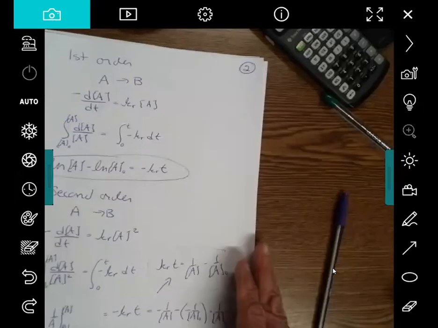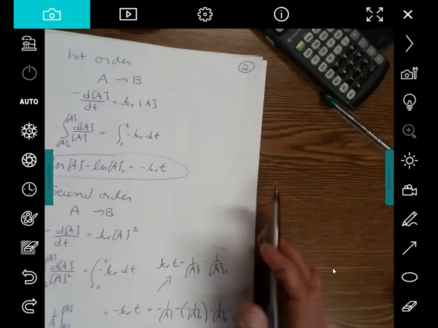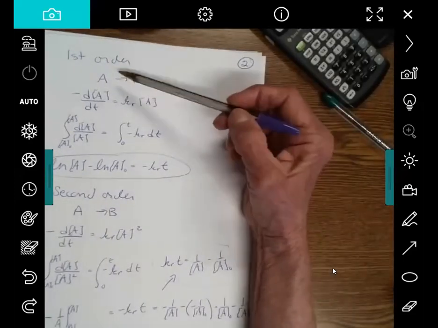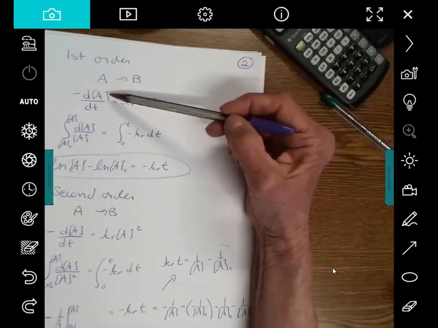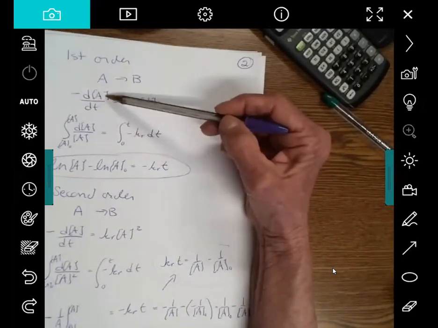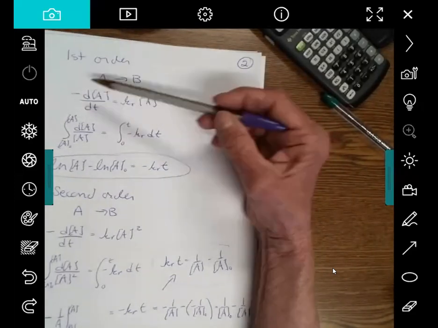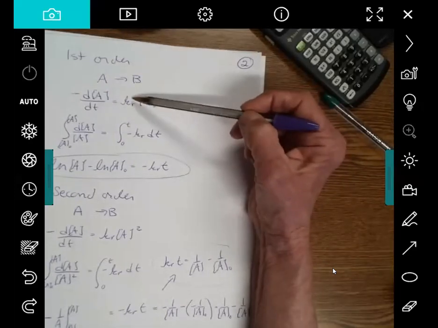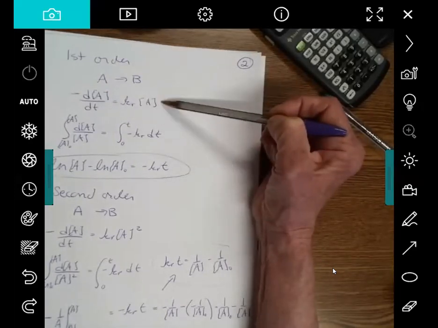So the next one is first order. All these integrals are fairly easy. So first order, if we do the exact same thing, the rate of the reaction, how A changes with time, it's going down, so you have a negative, is equal to the rate constant times concentration of A.